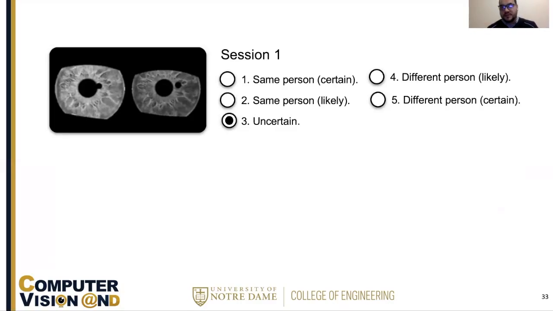And for confidence, we used 5 levels. To avoid bias, the software was always starting with the selection of uncertain, like the person has no idea if that pair is the same person or a different person. And for the other cases, same or different, they had 2 levels. So if they decided, okay, it's the same person, they could choose likely or certain. And the same for different persons, so likely or certain. So this was session 1.